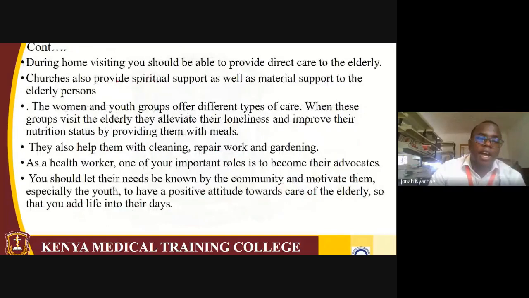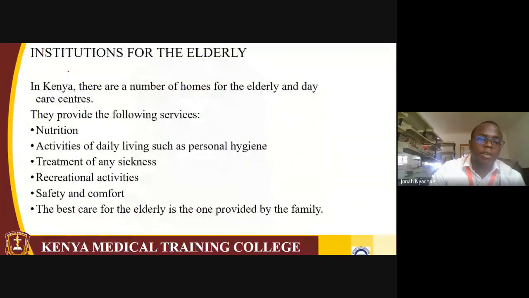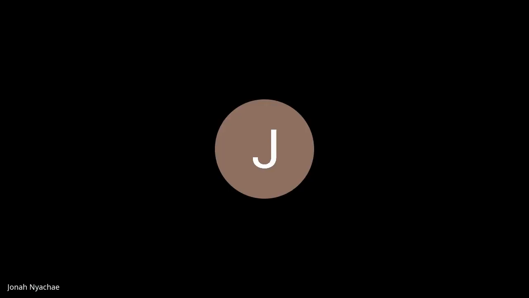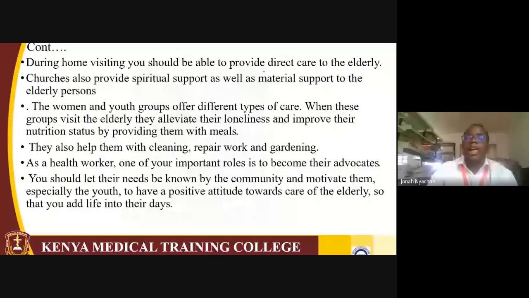So again, during home visits at the community level, you should also provide direct care to the elderly, for example if they have dental issues or eye problems, assist them. Churches also provide spiritual support as well as material support to the elderly. The women and youth groups offer different types of care. When these groups visit the elderly, they can alleviate their loneliness. They can improve their nutritional status, where they clean for them.